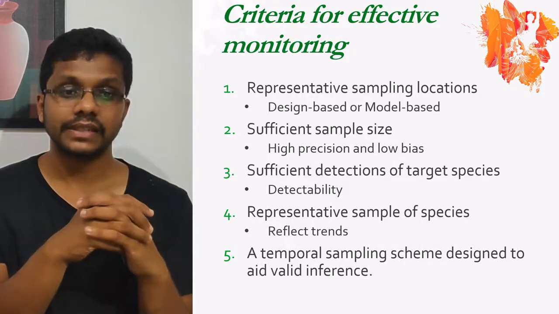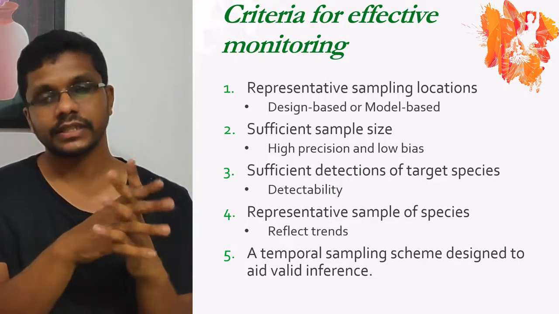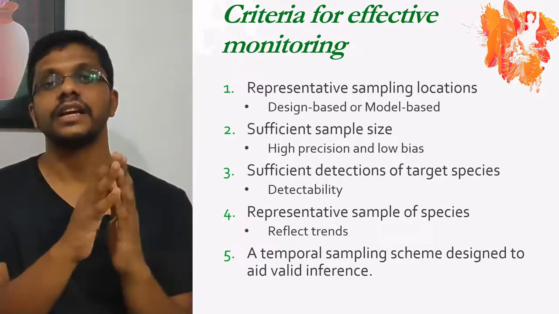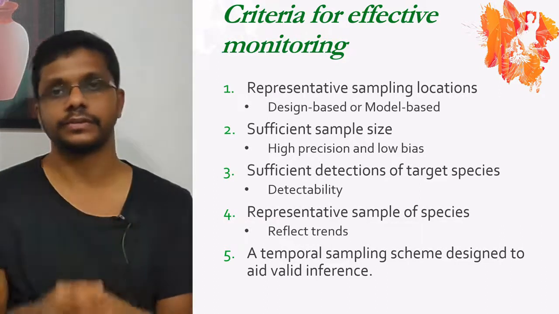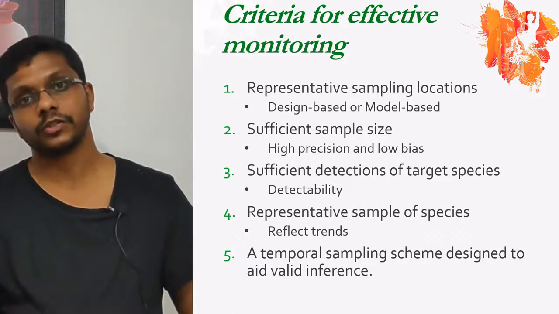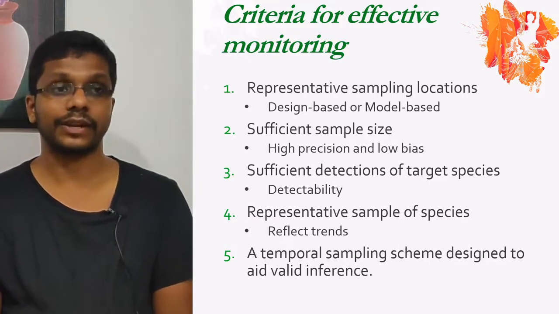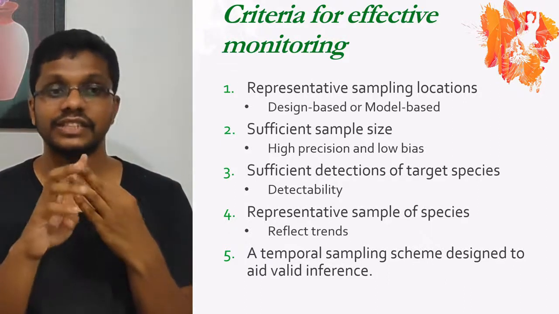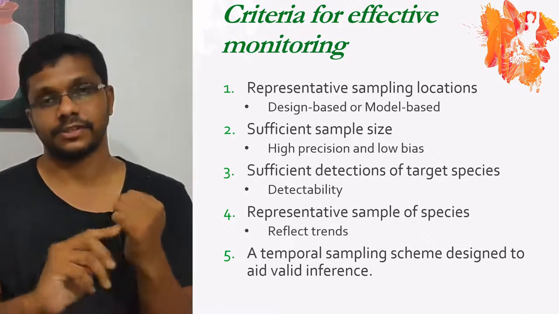Finally, a temporal sampling scheme designed to aid valid inferences, because most of the organisms have temporal variations. They have seasonal variations, and they may be active only at some time of year, some seasons. So our sampling methods should be sufficiently long so that it will include all the species. So these are the five main criteria for effective monitoring. They include representative sampling locations, sufficient sample size, sufficient detection of target species, representative samples of species, and temporal sampling schemes.